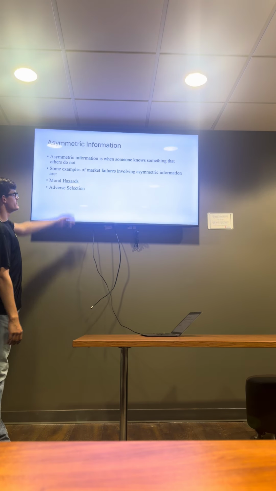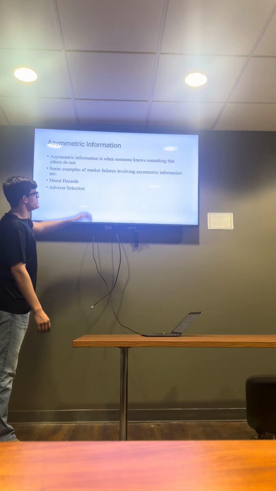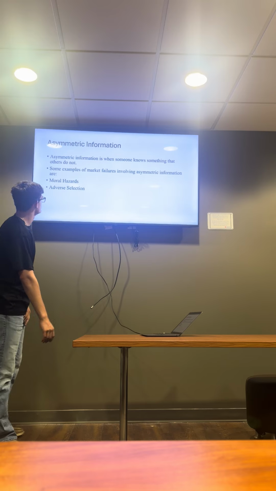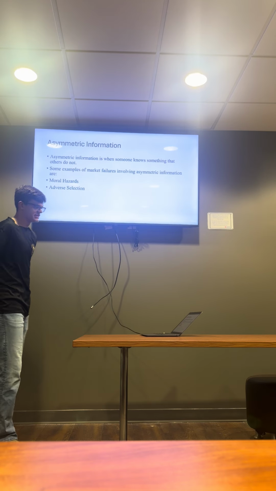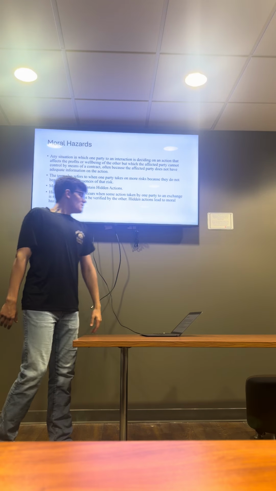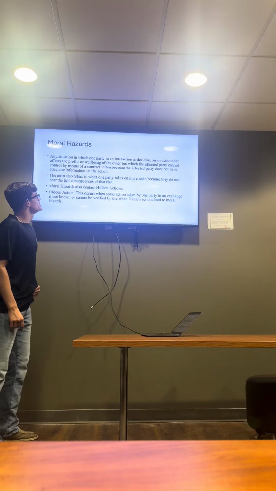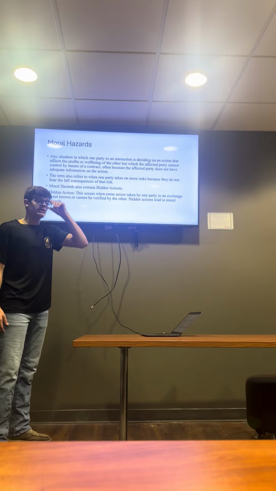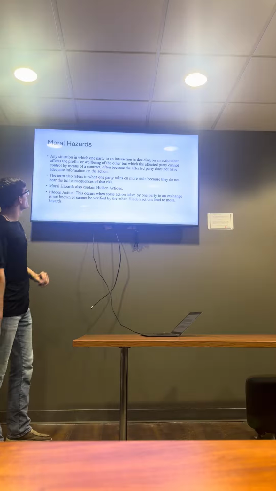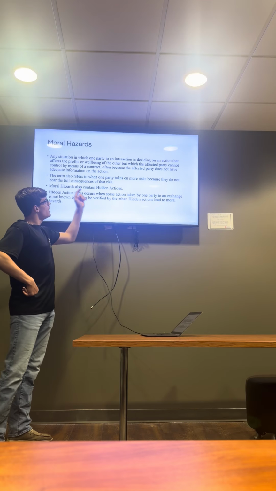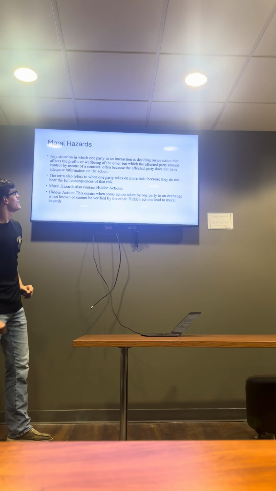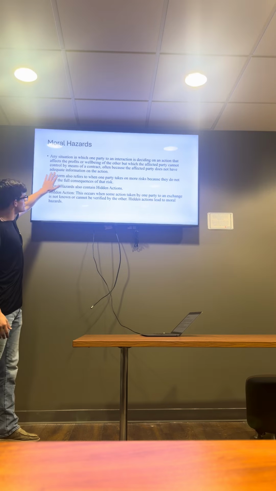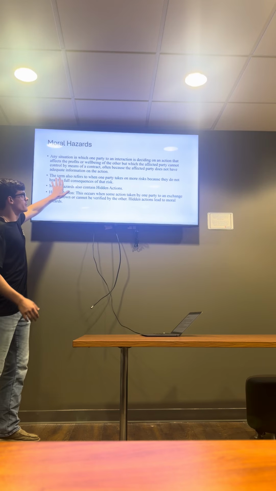We then move on to asymmetric information. Asymmetric information is when someone knows something that others do not. Some examples of market failures involving asymmetric information are moral hazards and adverse selection. Moral hazards are any situation in which one party to an interaction is deciding on an action that affects the profits or well-being of others, but which the affected party cannot control by means of the contract, often because the affected party does not have adequate information on the action. That's a lot of mumbo-jumbo. Here's a better term that I think summarizes it better.